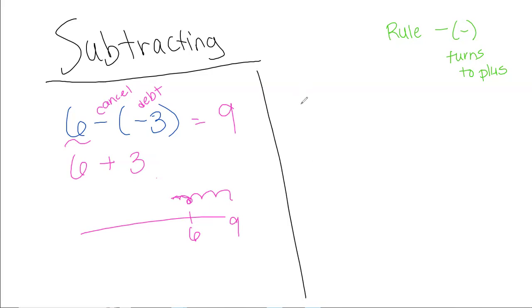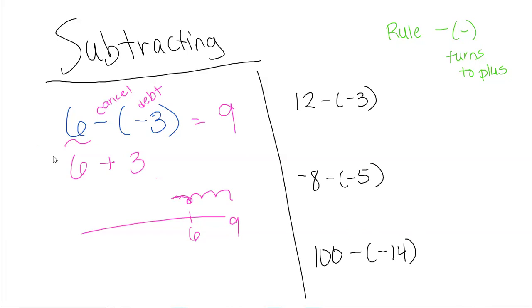Okay, these next ones I'm just going to do straight up. So these I won't explain with the debt. I'll just use the rule. Anytime you see minus, minus, turn to big plus. That's just 12 plus 3, 15. That's negative 8 plus 5. So now it's a positive plus a negative. We really subtract. 8 minus 5 is 3. The bigger number is 8, which is negative, so make it negative. So that's why you had to learn the adding rules first. Minus minus turns to plus. 100 plus 14 is 114.